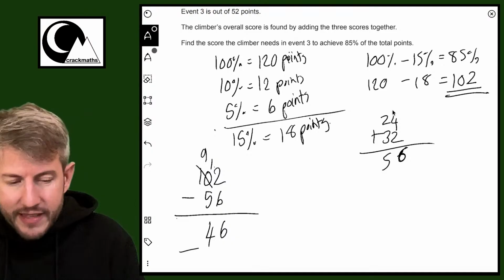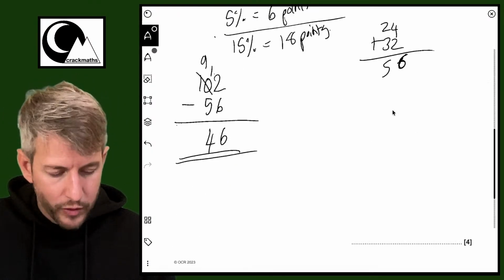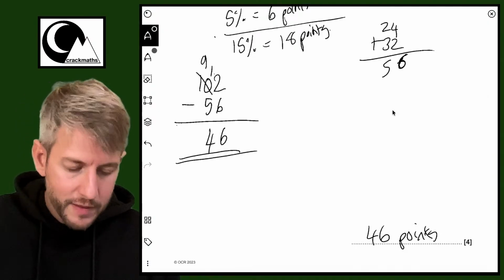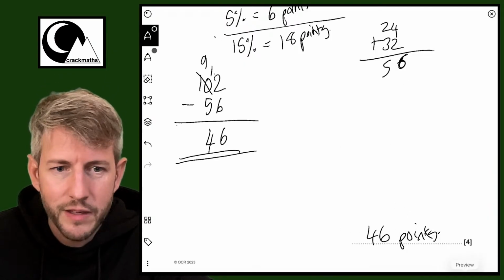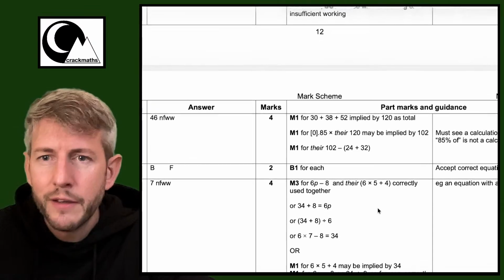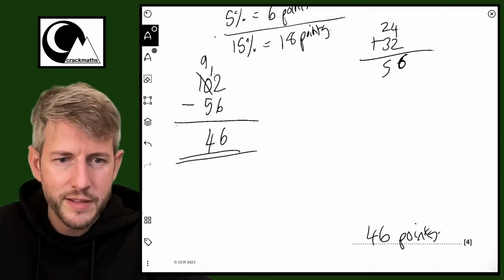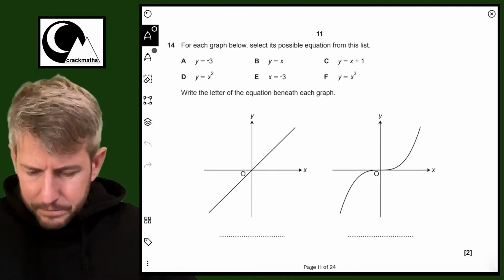Okay, so they're going to need to get 46 points in order to get the score that they want. So here we go, I'll write that down here. 46 points. And let's have a look at if that was correct. Okay, so here we go. Yep, 46 points. Perfect. Okay, so back to this. Let's have a look at the next question here.